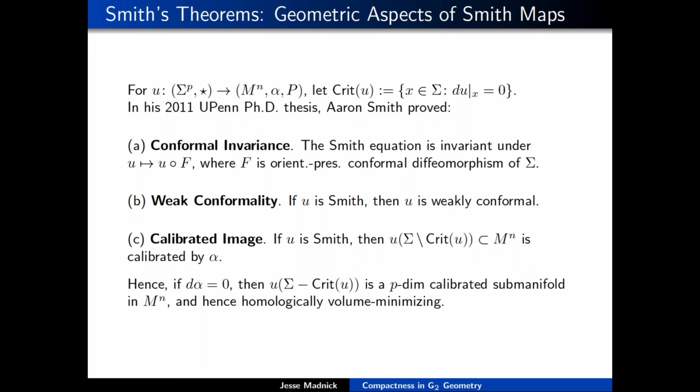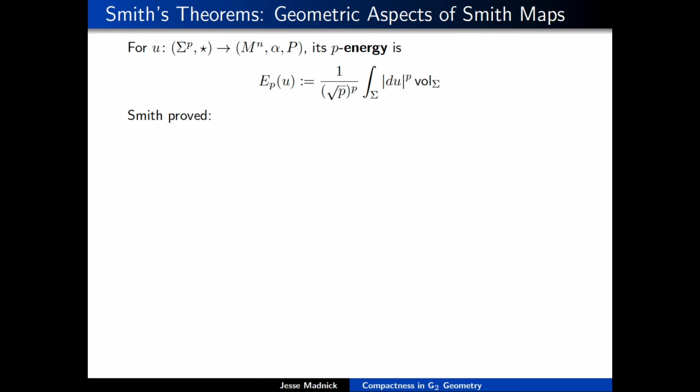Right? So precisely if U is Smith, then U of the regular set is a p-dimensional submanifold of M that is calibrated by alpha. Okay, now of course alpha need not be closed, but if it is closed, then in this case, this image is homologically volume minimizing, and in particular is a minimal submanifold. So this is sort of a beautiful thing, I think, that the images of Smith immersions are homologically volume minimizing. And moreover, the maps themselves are homologically p-energy minimizing. Okay, so this is exactly as in the J-holomorphic map case.